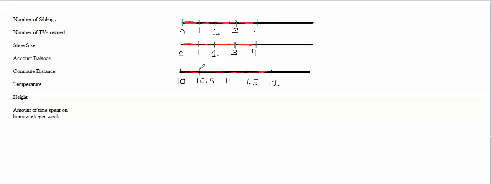And let's mark off the possible values. One way to think about this is, if it's possible to mark off the possible values, and the possible values are always separated like this with red gaps in between, then it's discrete. What about account balance?